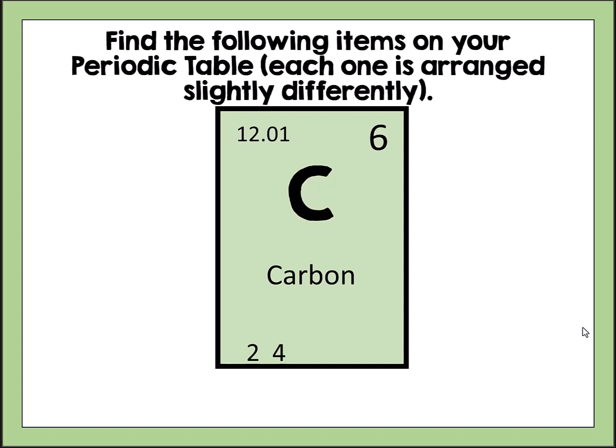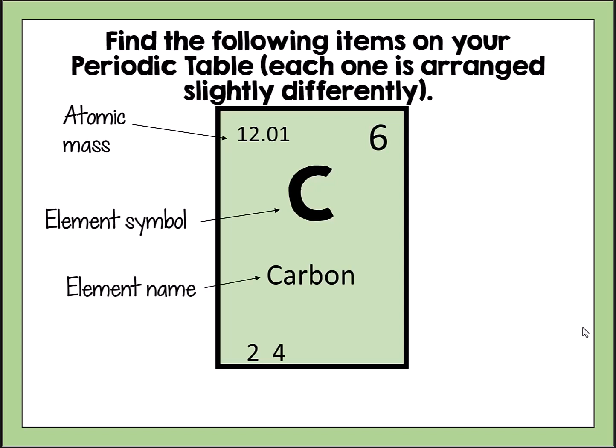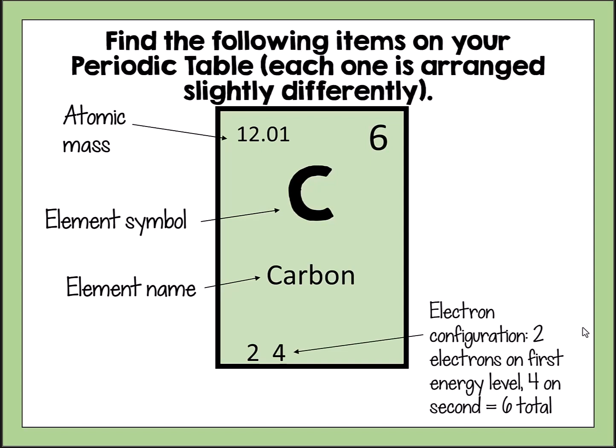So find the following items on your periodic table. And as I mentioned, each periodic table is arranged slightly differently. There's an atomic mass, an element symbol, an element name, the electron configuration, which here shows that there are 2 electrons on the first energy level and 4 on the second, for a total of 6 electrons. And we'll get more into energy levels in a little bit here. And then the atomic number, which is again the number of protons for an atom of that element.